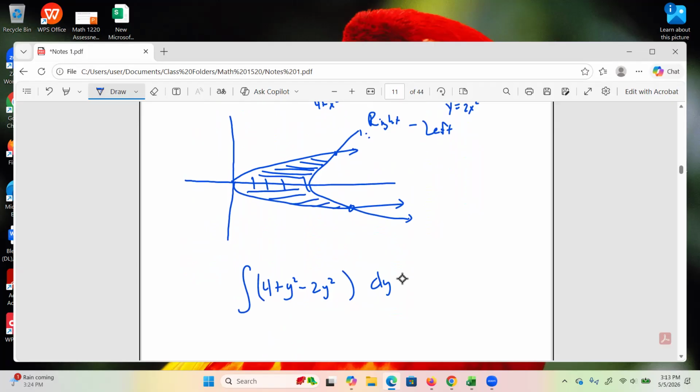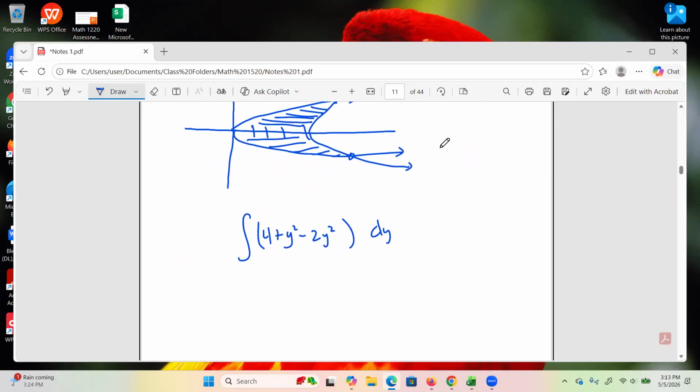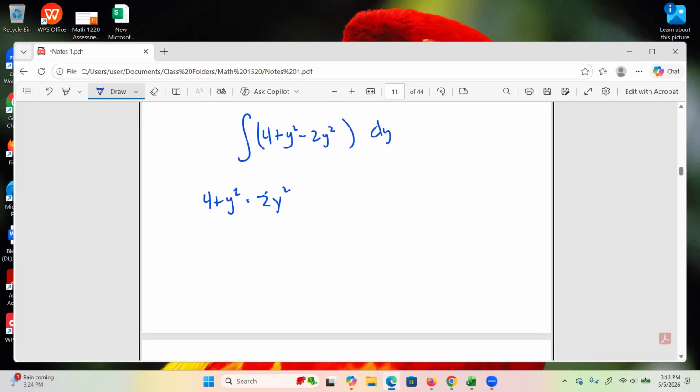How do we do that? Again, we set them equal to each other. So we're going to say 4 plus y squared equals 2y squared. Again, I really like to have my coefficients be positive, so we're going to subtract a y squared on both sides here. I'm going to subtract a 4 from both sides on this one.